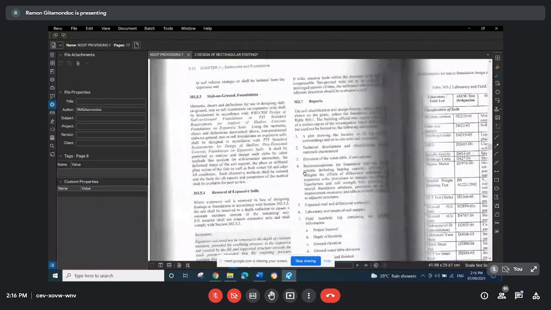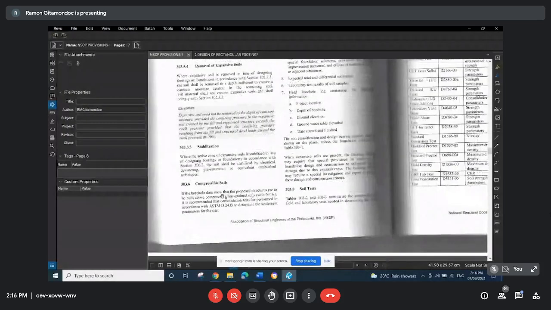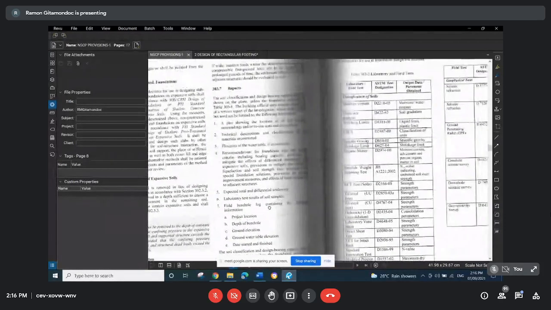You have also slab on grade, removal of expansive soil, then stabilization in case the soil structure is unstable, no? So there are different stabilization techniques, but this is already in the field of geotechnical engineering, no? And you have also structures on compressible soil. Okay.